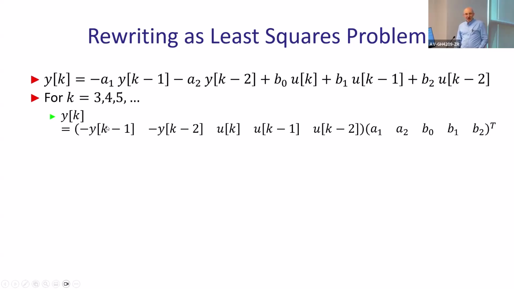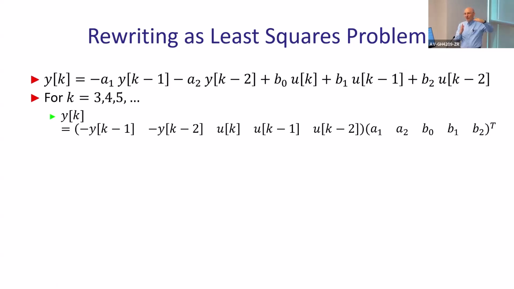Here's what will happen for each point. I can write that same equation as minus y(k-1), together with that minus sign, multiplied by a1, plus minus y(k-2), the second element in that vector, times a2, which is that coefficient, plus b0 times u(k). So the third one will be u(k), and then u(k-1), u(k-2); this will be my vector, times the vector of unknowns. So right now it's like vector by vector, but I can do that for every k.